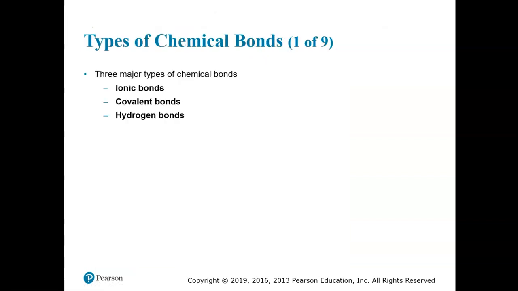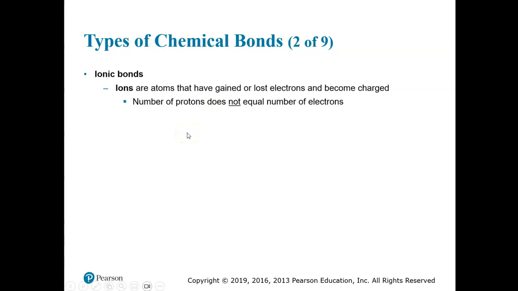So the most common types of chemical bonds that we're going to learn are ionic, covalent, and hydrogen bonds. Ionic bonds form when oppositely charged ions are attracted to one another. Ions are atoms that have gained or lost electrons, and therefore they take on a charge.